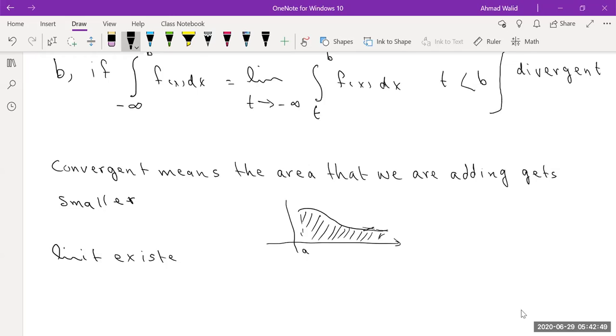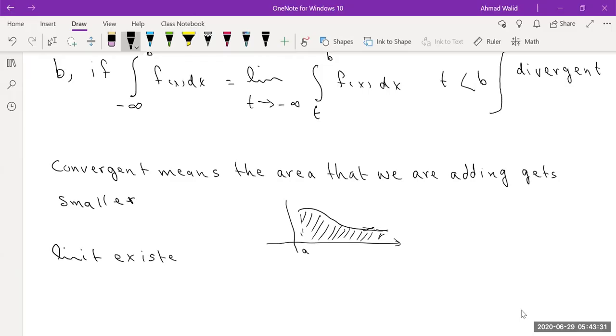If the limit doesn't exist, we call it what? Divergent. In these problems, they're telling you, evaluate the integral and find out if it's convergent or divergent. After you take the limit at the last step, you see if your limit exists, of course, it's convergent. If your limit doesn't exist, it means it's divergent. How to tell divergent based on the area? If the area you are adding gets bigger and bigger and bigger, we call it divergent.